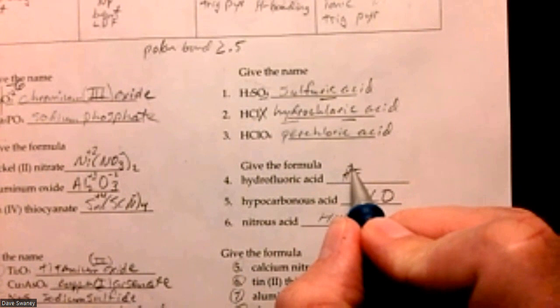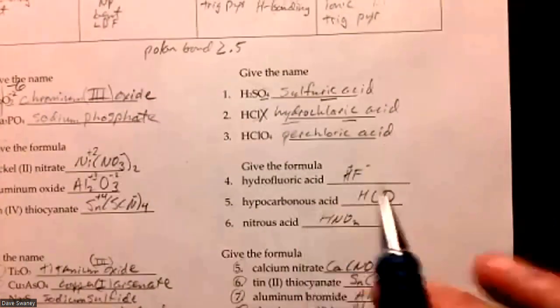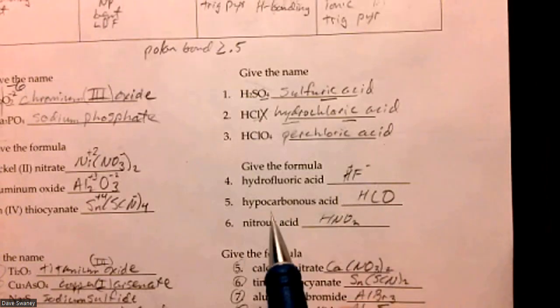So H is plus one, F is minus one. Put them together. That already adds to zero. Stop fixing it right there.